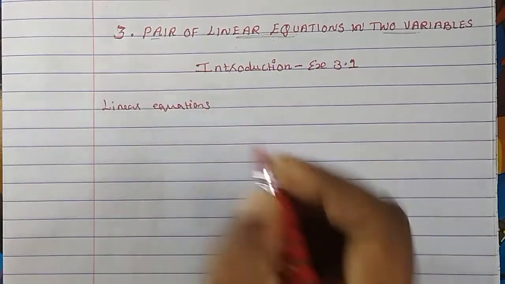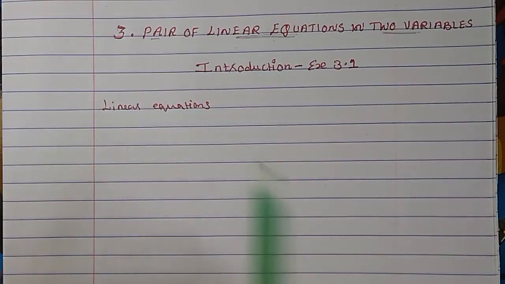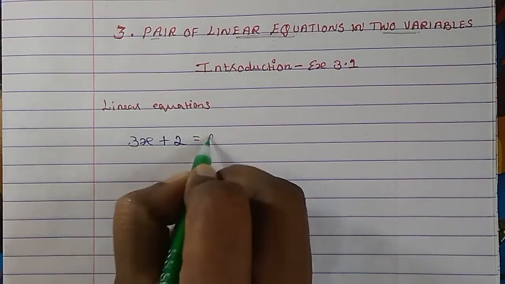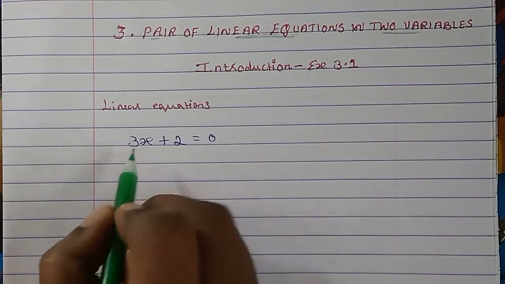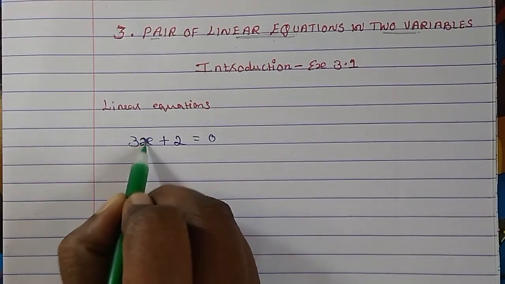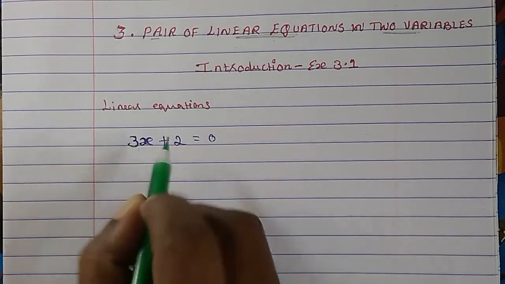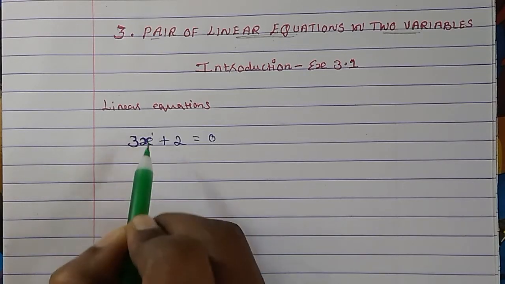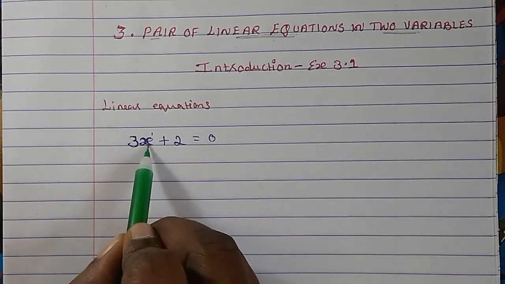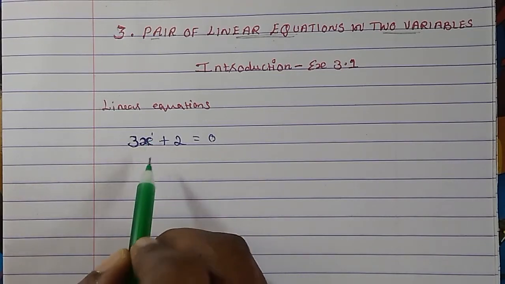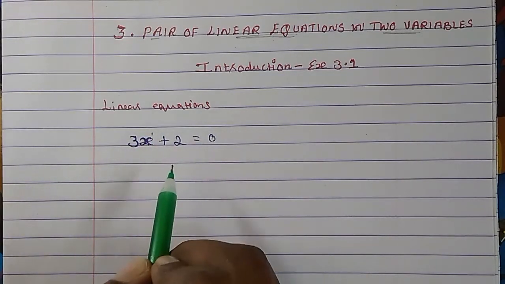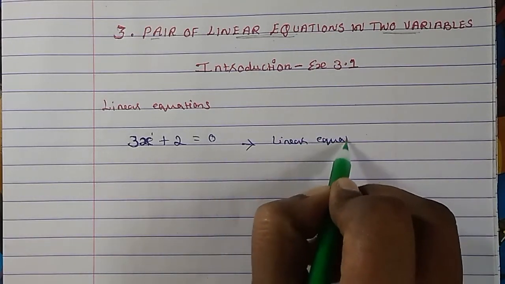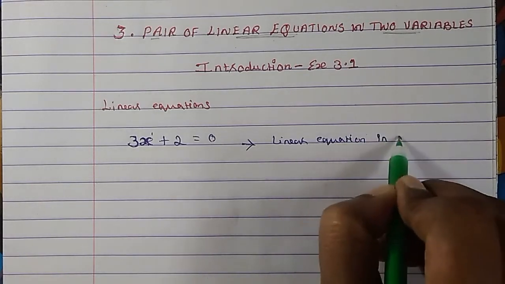So when we say linear equations, we normally write, for example, 3x plus 2 equal to 0. This is one equation. So here you will see one variable is there, that is x, and the power of x is 1. So when one variable is there and the power is 1, this becomes a linear equation in one variable.